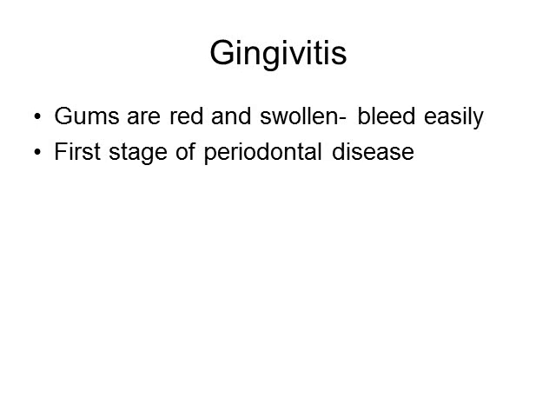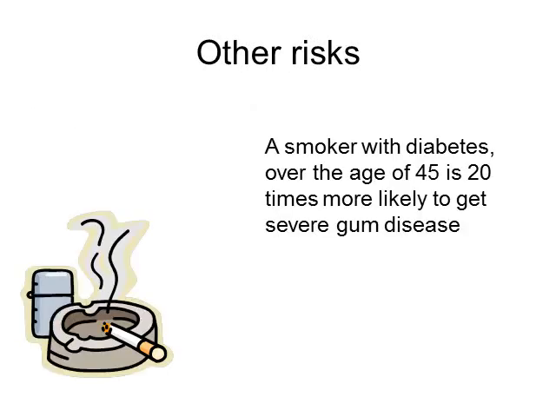Gingivitis is seen when the gums are red and swollen and they bleed easily. It's, of course, the first stage of periodontal disease. Other risks involve things like smoking. A smoker with diabetes over the age of 45 is 20 times more likely to get severe gum disease. Of course, the diabetes already has a problem for the inside of the blood vessel, making it thicker. But the nicotine on top of that, the nicotine is a vasoconstrictor. So we're not getting enough blood to the gum tissue to even oxygenate it. So it starts having problems.